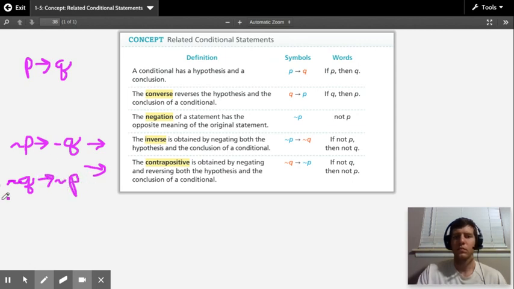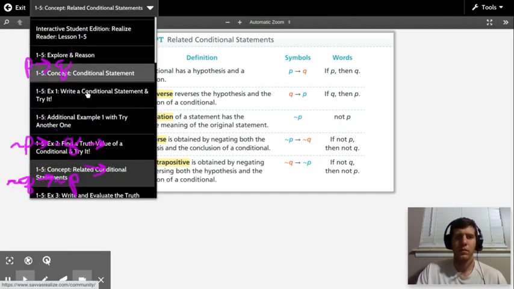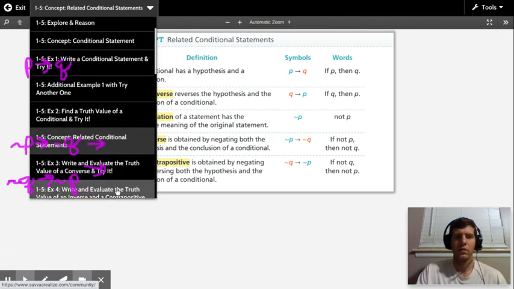Okay, and again, these are important for proofs in higher level math. We're really not going to be using the inverse or the contrapositive that much, but they have them on here, and so it's good to go through them. So let's look at an example for inverse and contrapositive. Example 1-4.